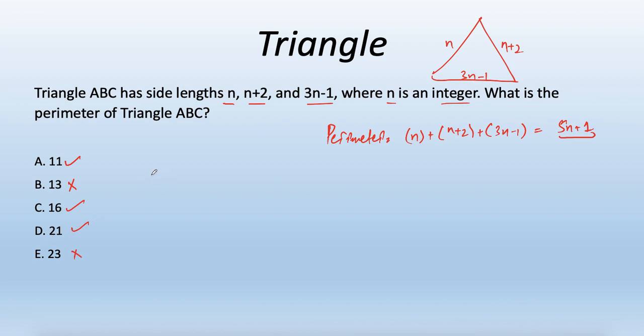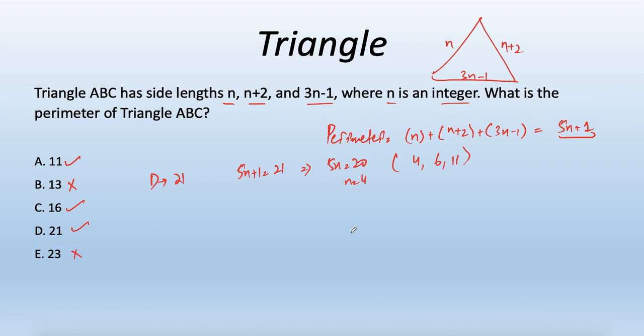First of all, let's see D, which is 21. So the three sides are n, n plus 2 and 3n minus 1. Their sum is 5n plus 1. So that means 5n plus 1 is equal to 21. 5n is equal to 20 and n is equal to 4. So the three sides are 4, 4 plus 2, which is 6, and 11. Now we need to check whether these three sides make a triangle or not.